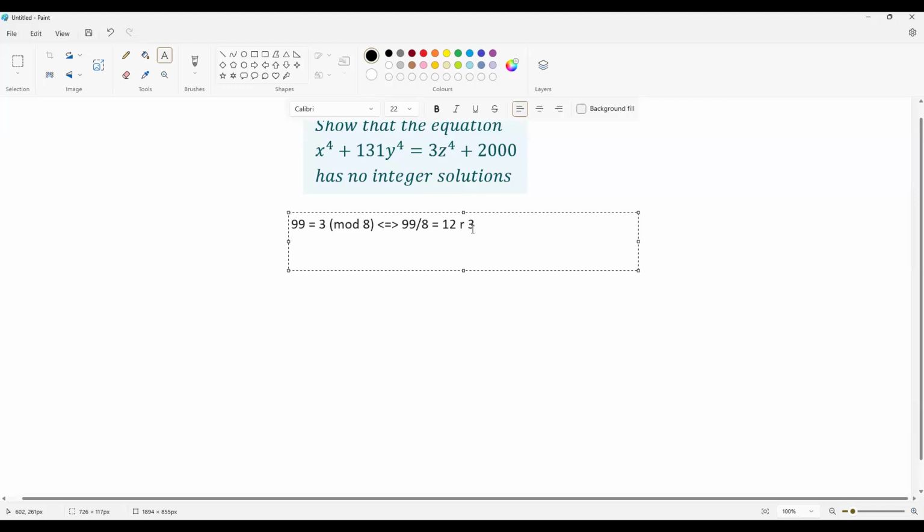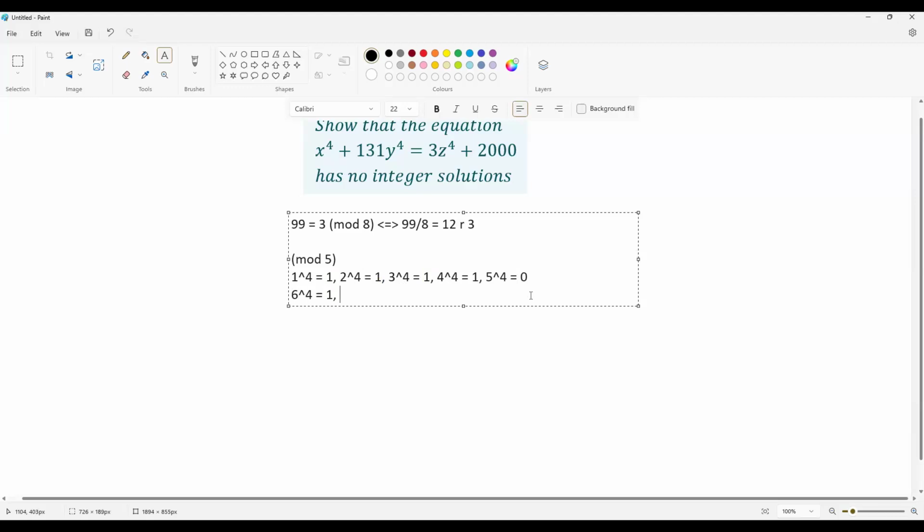Why is this useful at all? When we see powers of numbers, for example, x to the power 4, that often implies you should consider the mods of the expression. Let's consider mod 5 and powers of 4. 1 to the power 4 is congruent to 1. 2 to the power 4 is congruent to 1. 3 to the power 4 is congruent to 1. 4 to the power 4 is congruent to 1. That's quite cool. And 5 to the power 4 is congruent to 0.